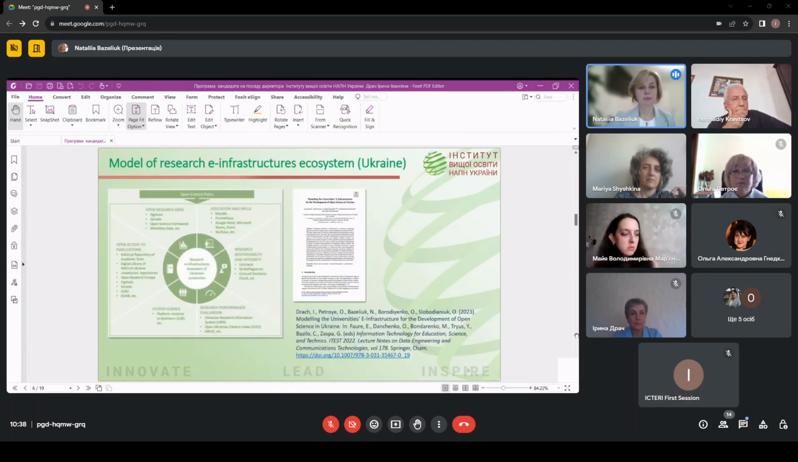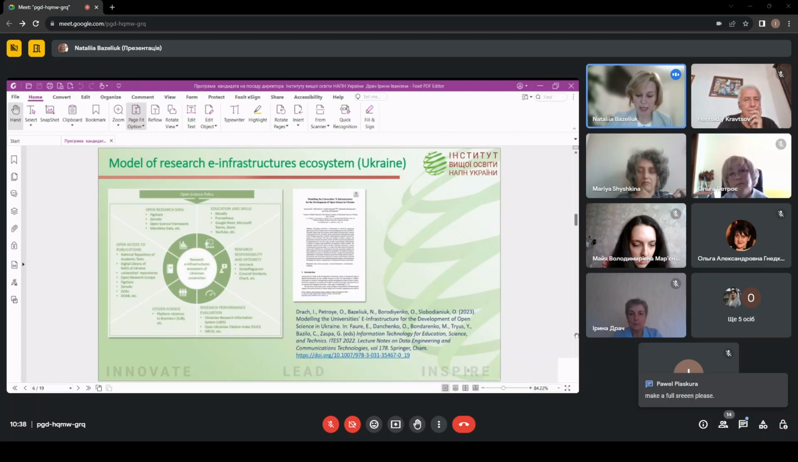So, on the model of the research infrastructure ecosystem. The model aims to ensure the effective functioning of each component and the overall ecosystem of open science. Within this model, each component of open science, including open data, open access to publications, citizen science, education and skills, research responsibility and integrity, and research performance evaluation, is represented by corresponding services. The services encompassed within the ecosystem include communication and networking services, platforms for content sharing, data processing, storage facilities, and learning management systems.